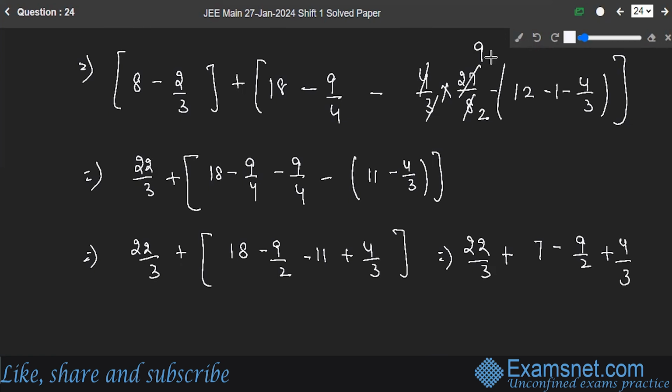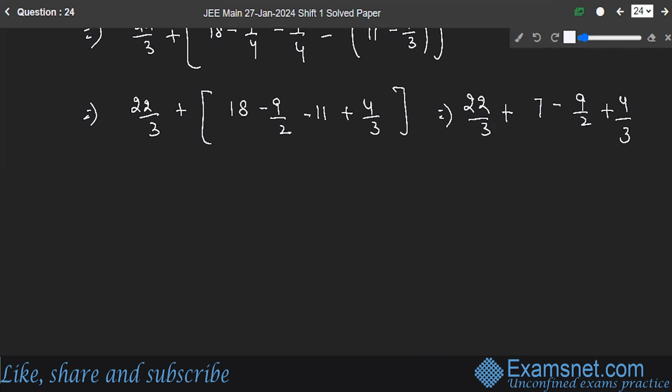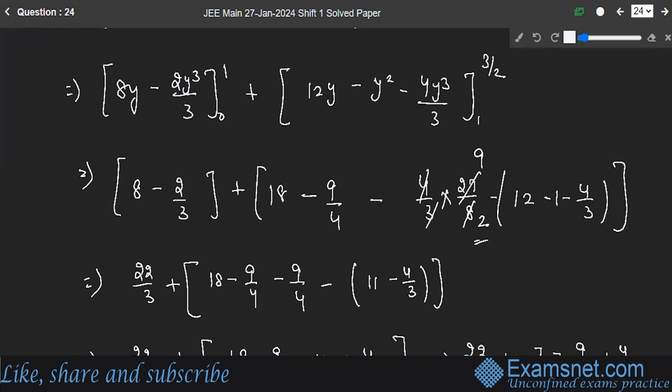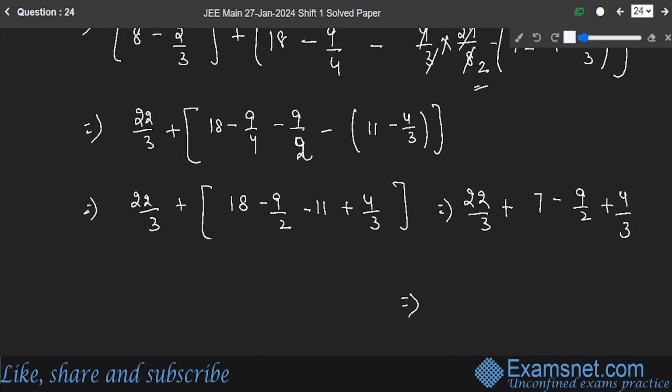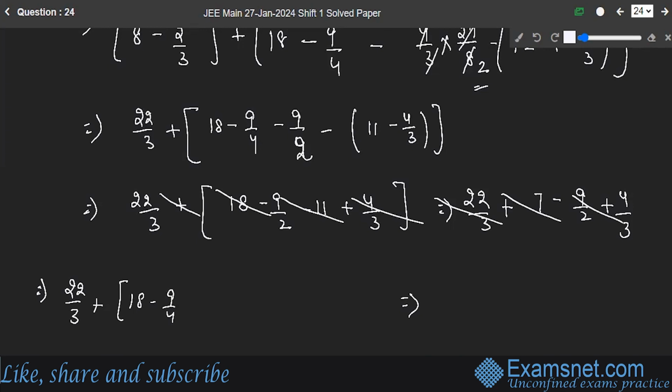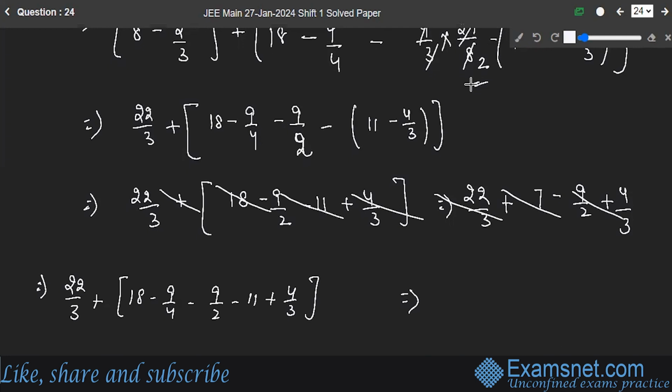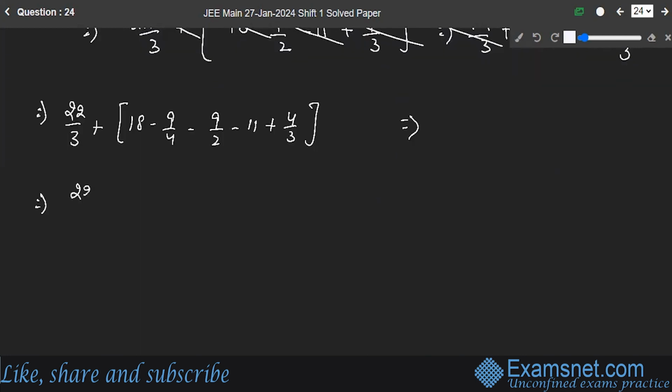Let's take the LCM. There was a small mistake. It should have been 2 over here. So that makes a whole sum. I'll redo this one. Okay. So now from this step, this will be 22 upon 3 plus 18 minus 9 by 4 minus 9 by 2 minus 11 plus 4 by 3. Now this will be equal to 22 by 3, 18 minus 11, 7, minus 9 by 4, minus 9 by 2, plus 4 by 3.